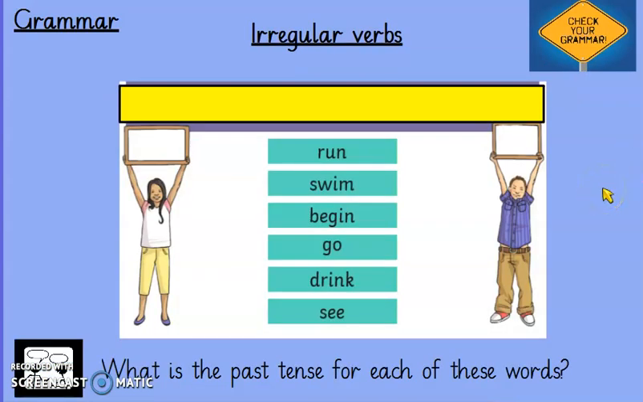So I have some irregular verbs over here. I've got run, swim, begin, go, drink, and see. And I want you to tell me, you don't need to write these down, but I want you to just tell your grown-up and share your ideas. What is the past tense for each of these words? Pause the video here and then come back and check your answers, okay?